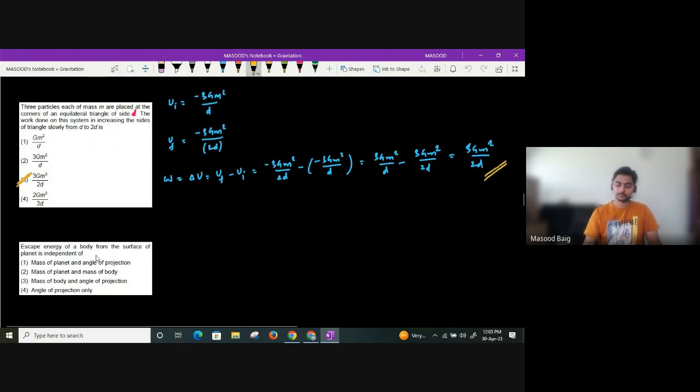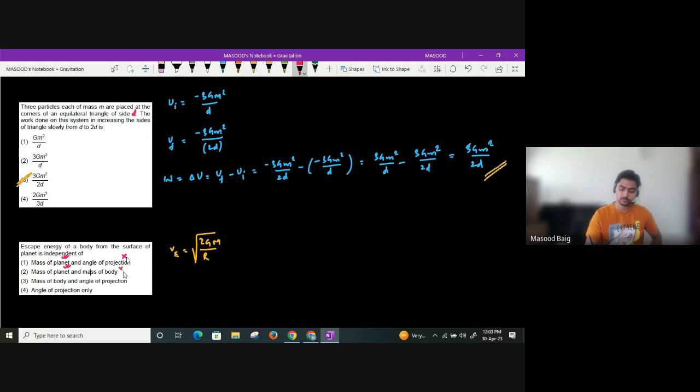What is the escape speed of a body from the surface of a planet? Escape speed is given as the square root of 2 into G into mass of the planet divided by radius of the planet. So it is depending on what, beta? Mass of planet and radius. Will it depend on angle of projection? It will depend on mass of planet, but will it depend on angle of projection? No. It will depend on mass of the planet.